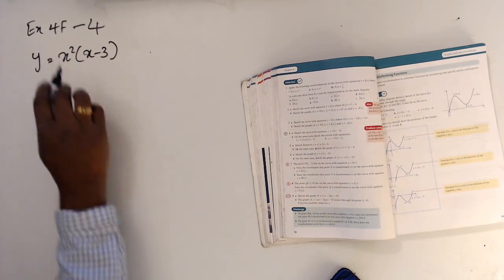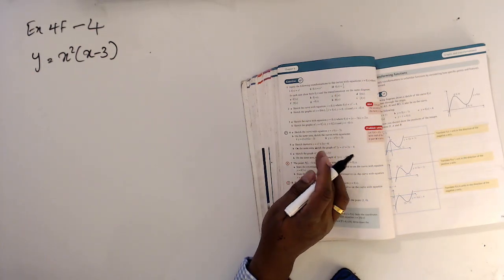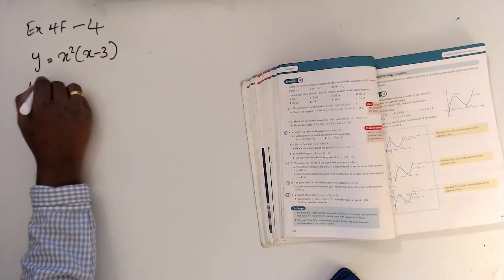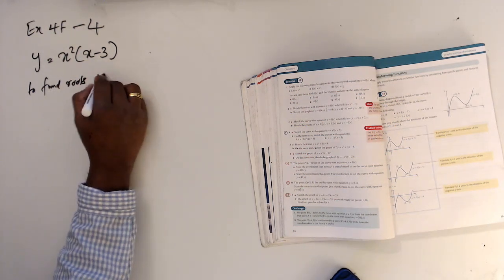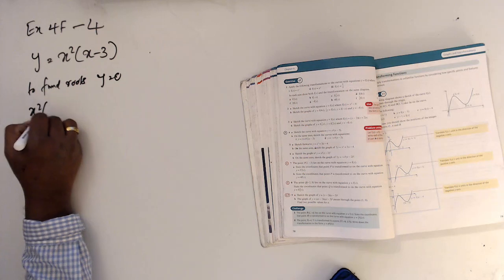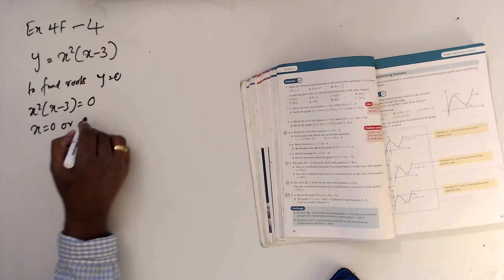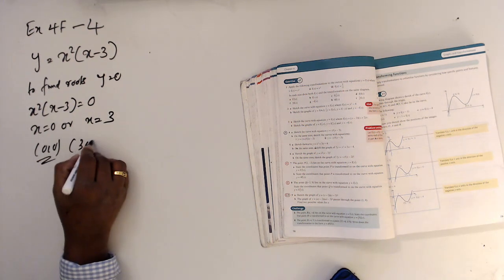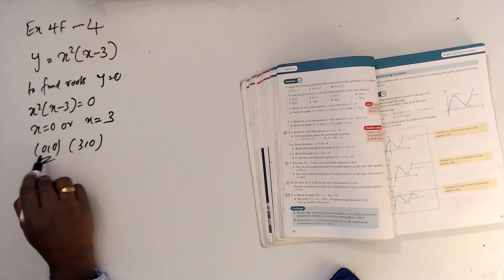Question number 4. y equals x squared minus x minus 3. Sketch the curve with the equation, right? First of all, we need to find the roots. y equals 0, x equals 0 or x equals 3: (0, 0), a repeated root, or (3, 0). When x equals 0, we don't need to worry now.